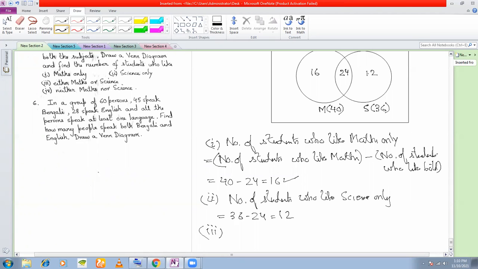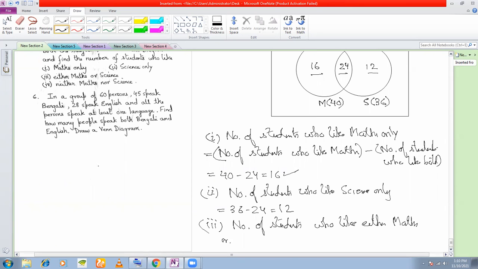So how many students like either maths or science or both? 16 plus 24 plus 12, right? So number of students who like either maths or science or both is equal to 16 plus 24 plus 12, right? So this is 48. So 48 students like science or maths or both.